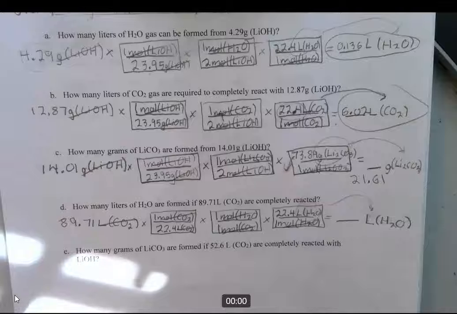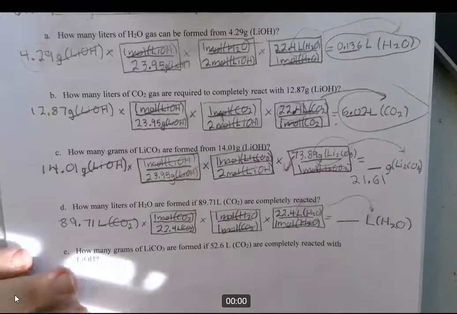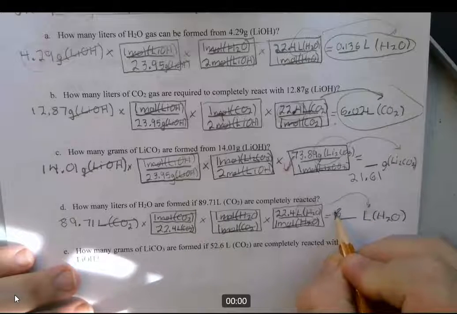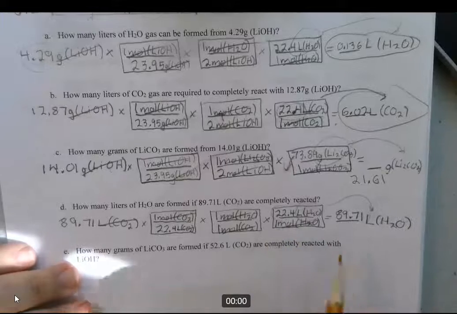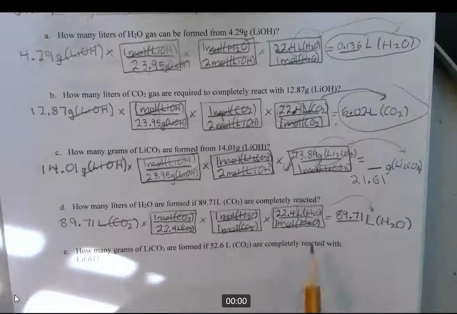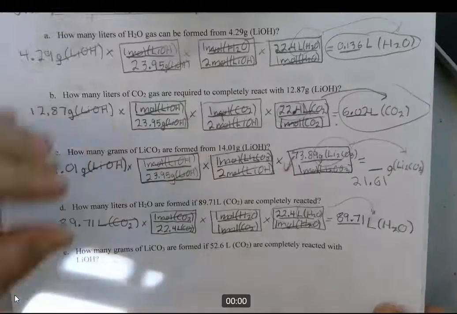Okay, so it's going to be 89.71 times 1 times 1 times 22.4 divided by 22.4 times 1 times 1, and it gives you 89.71. What a surprise. Okay, or only 3 sig figs would be 89.7. So you end up with the same number. It's a 1-to-1 relationship between moles of carbon dioxide and moles of water in that equation, and so you end up with the same moles out. Okay.